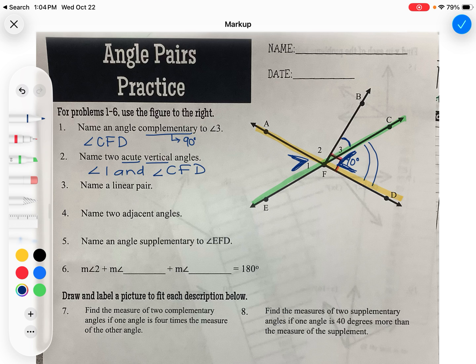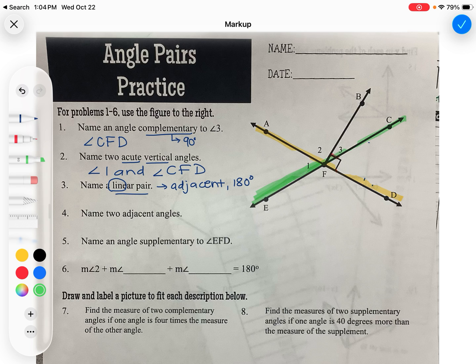Name a linear pair. Linear pair, remember, they have to make a line. They have to be adjacent, which means they have to be next to each other. And they have to add up to 180. And they form a line, 180 degrees. So we have several to choose from, right? I can say, for example, let me erase the writing that I had on here. Let me pick this green.